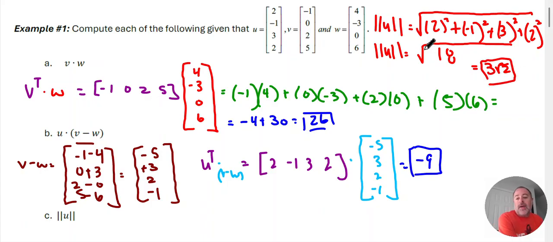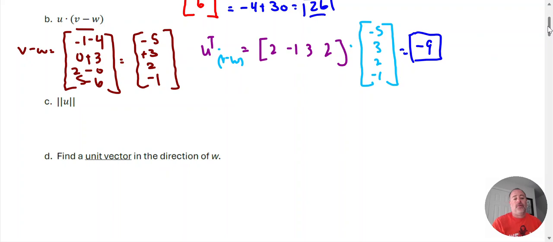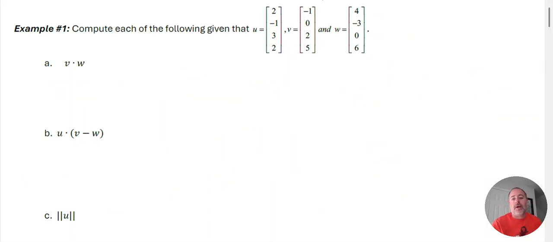Okay. And then the last question is actually asking us to find what the unit vector is for W, right? So down here in part D, it's asking us to find the unit vector for the direction of W. So what I'm going to do is, since I want to keep W right here, go ahead and clear my screen and write down what this is.